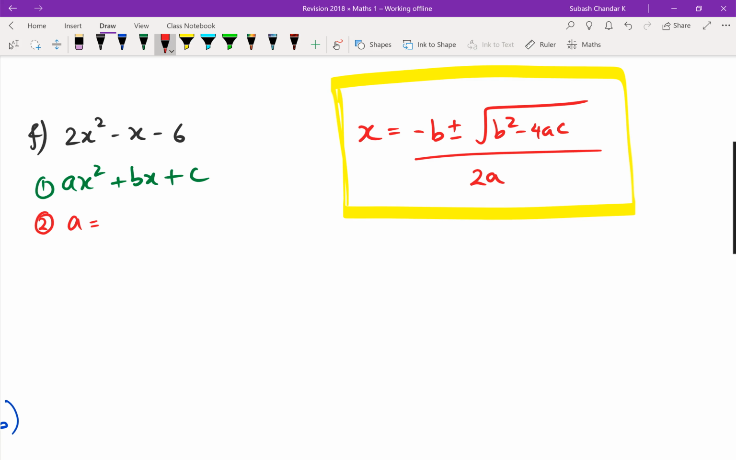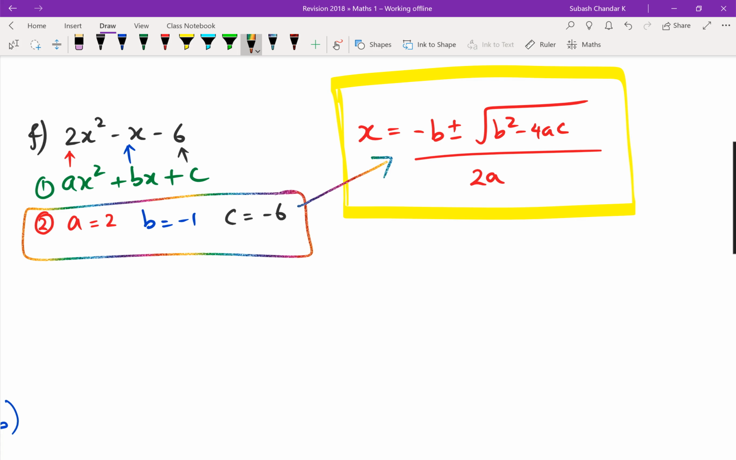So in this case, A is equal to 2, B equals minus 1, and C equals negative 6. All right, that's the first step. Once you get that, the next step is to actually take all of these three things and put them in this equation.